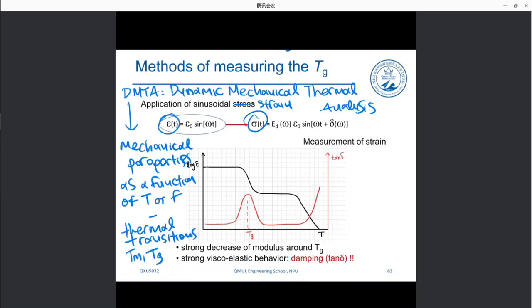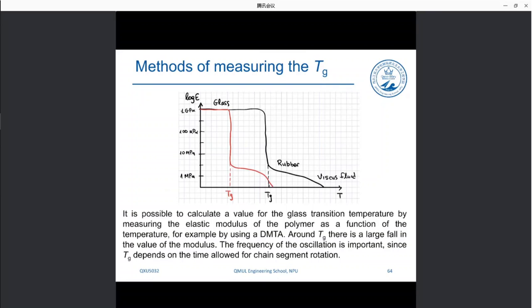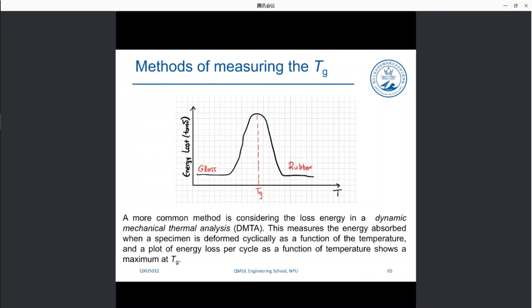Again, this is a graph that we discussed quite extensively. We said that here we have the frozen chains. Here in this region we have the glass transition, and here we have the chain slip, that is for a semi-crystalline polymer. Yep, that is what we said. That is the tan delta.